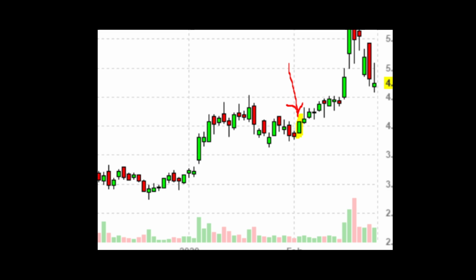You can use this candlestick with trend lines, support and resistance, moving averages, and other types of candlesticks, and it would add value to the price action of this candlestick. Alright, let me show you guys on a chart.